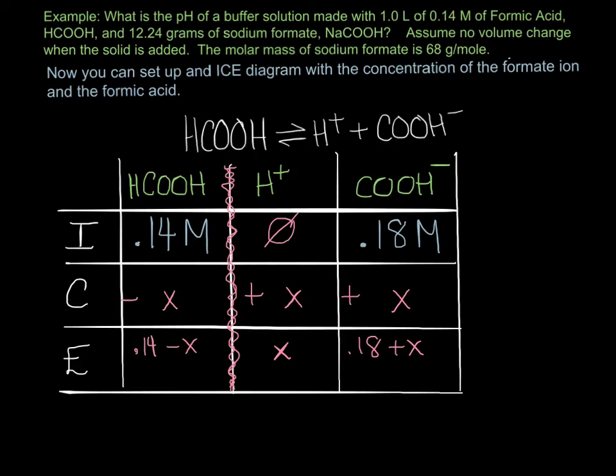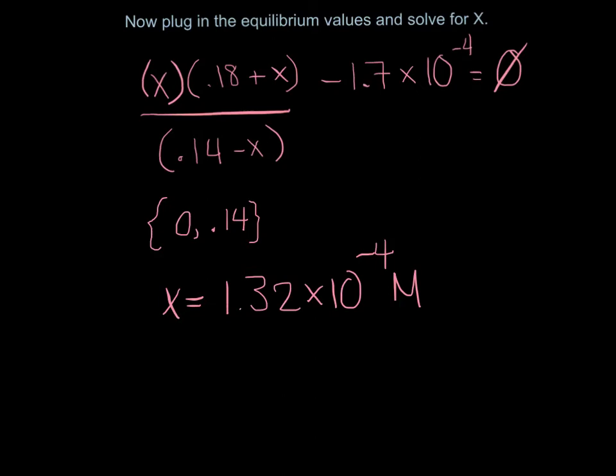Now that we have these equilibrium values, we can plug this into our next expression. Okay, so we knew that the Ka for this was equal to the concentration of the hydrogen ion, that was X, times the concentration of our formate ion, all over the undissociated formic acid. Now I've just rearranged this and subtracted my constant to set it equal to 0.